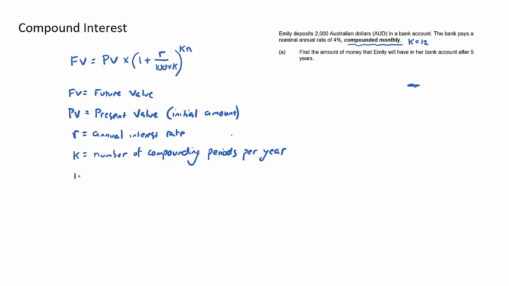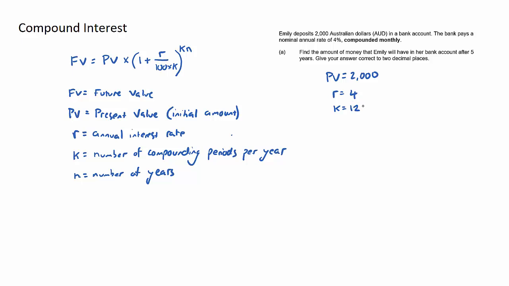And N is an easy one. N is just the number of years that the investment was compounding for. And if we have a look at this example question on the right-hand side, we'll talk through what the equivalent values are just for this example. So Emily deposits $2,000. So our initial value, PV, is $2,000. The bank pays an annual interest rate of 4%, so R is 4. And like we previously talked about, our K, number of compounding periods per year, is 12 because it compounds monthly.